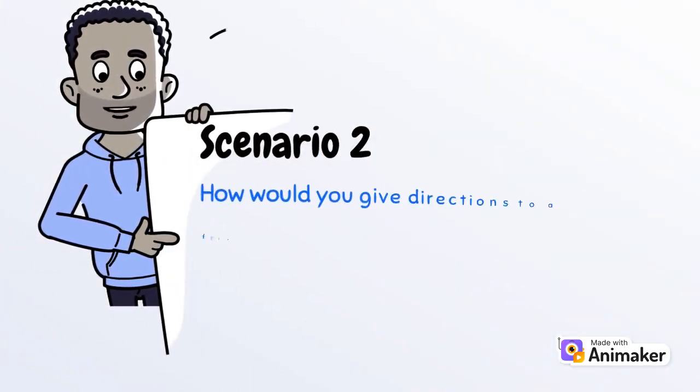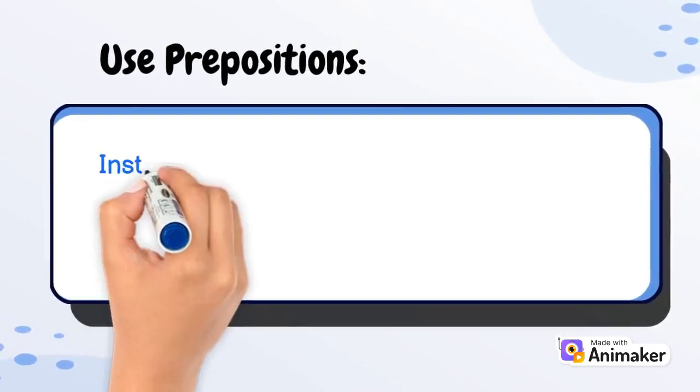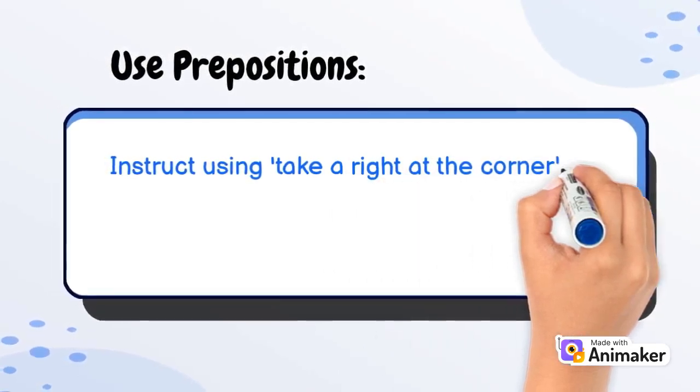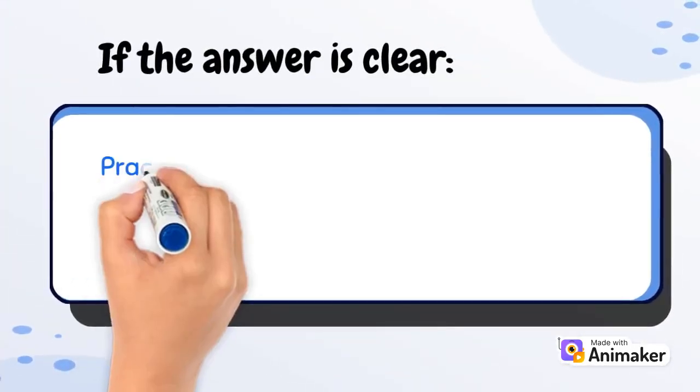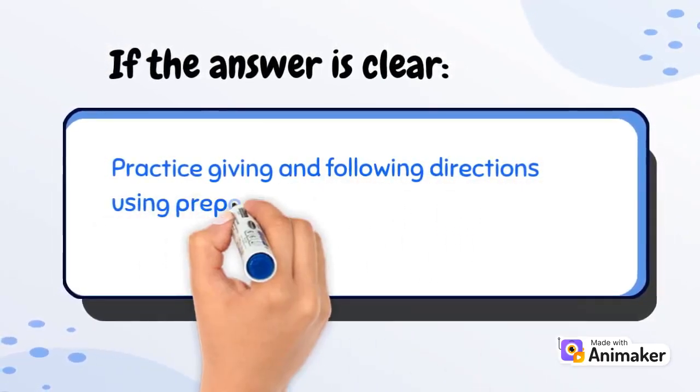How would you give directions to a friend? Use prepositions. Instruct using take a right at the corner. If the answer is clear, practice giving and following directions using prepositions.